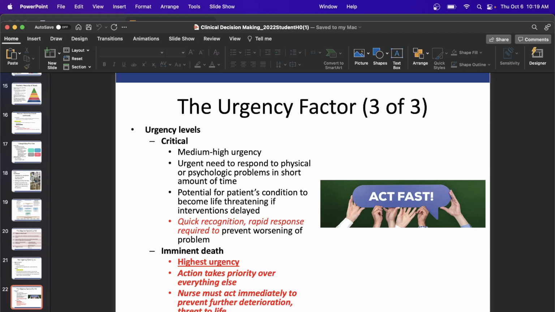So the urgency factor is, they call it stopping the assembly line. What do we have to stop everything for and act on? Give me some examples. We said chest pain. What are some other examples where you've seen nurses just stop in their tracks and run to the room?